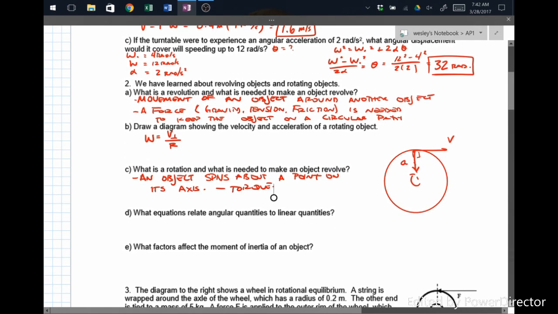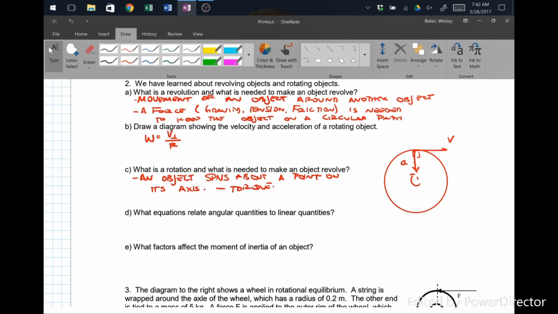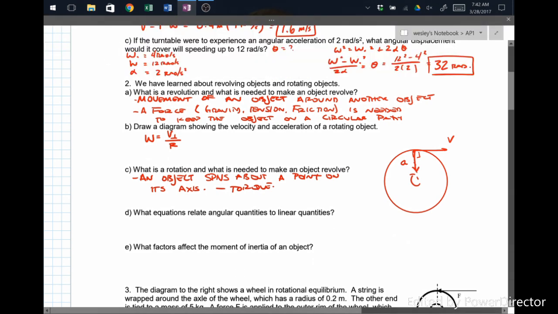So, linear quantities to angular quantities, we kind of jumped into that a little bit up here. So, theta is going to be position over radius. Omega is going to be velocity over radius. We'll say it's the same radius, how far away we are from the pivot. And alpha is going to be acceleration over the radius, how far away we are from the pivot.